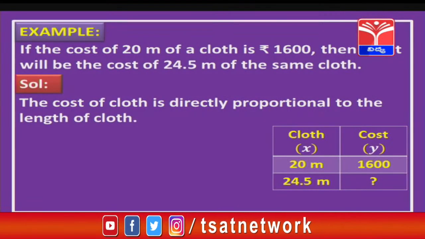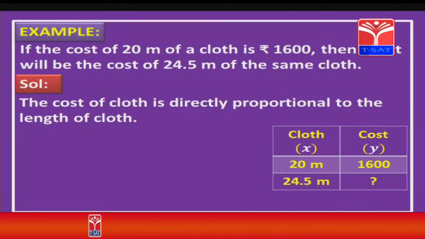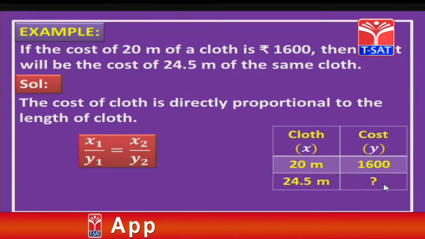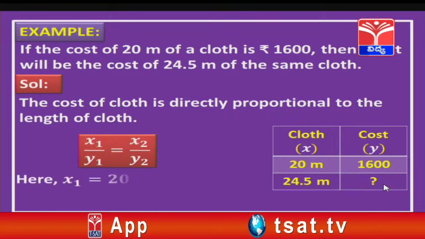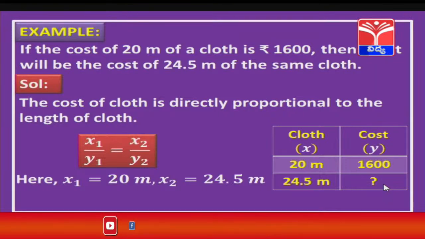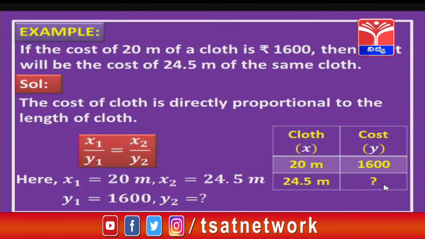Let us tabulate these values. Cloth I am marking as x and cost as y. We have seen that the cost of 20 meters of cloth is 1600. Now, we want to find the cost for 24.5 meters. Its cost we do not know. What is the relation when they are in direct proportion? x1 by y1 equal to x2 by y2. Now, let us find out what x1, y1 and x2, y2 are, children. x1 is 20 and x2 is 24.5. What about y1 and y2, children? Yes, 1600, and the y2 value is what we need to calculate.